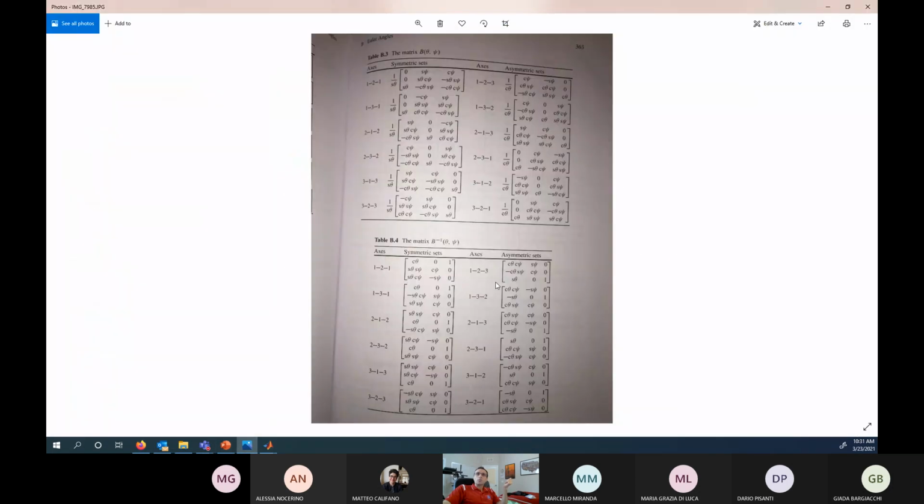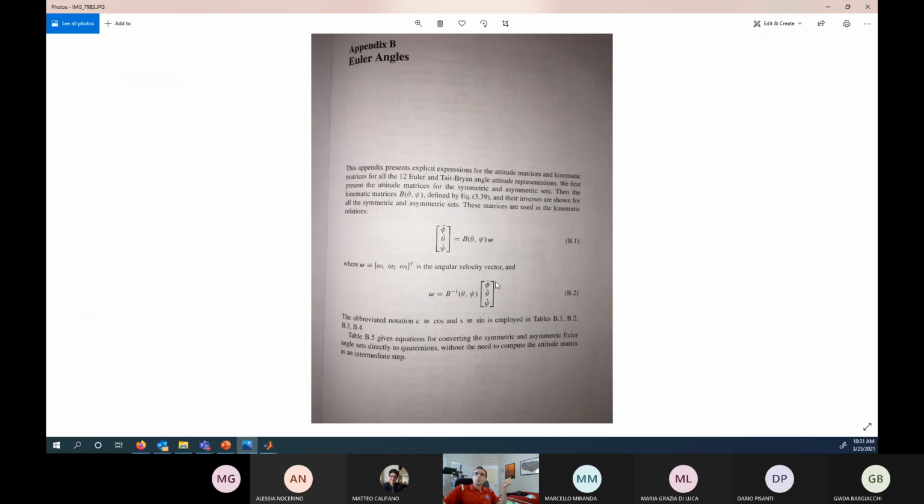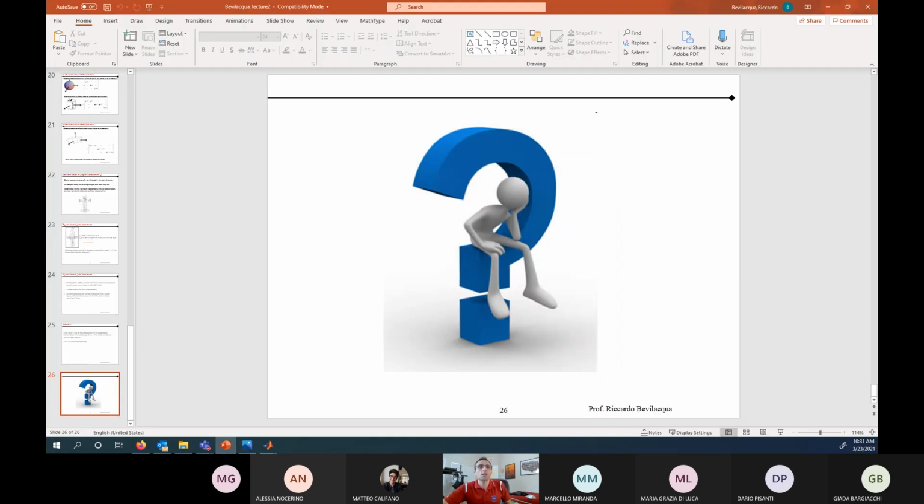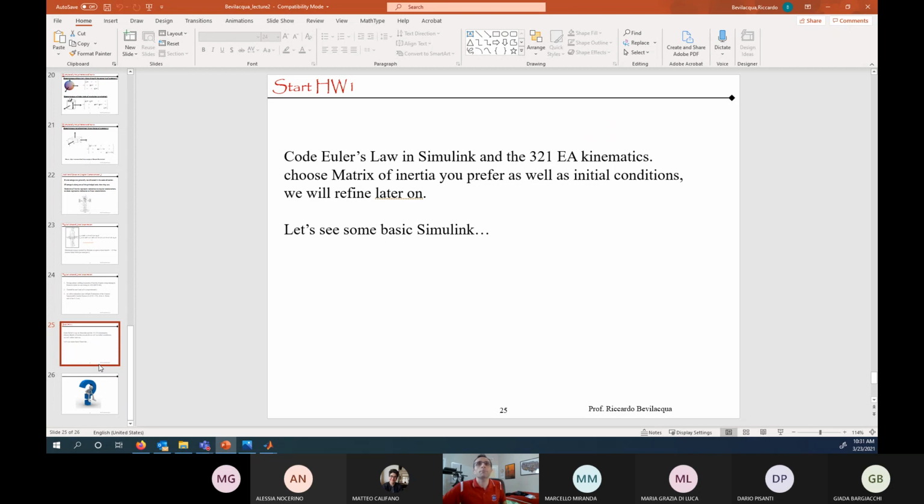Let me go back to these images. The other differential equation that I would like you to code is this one. It's a function that spits out the rates of change of the three Euler angles, since you have omega coming from that other set of equations, with the sequence 3-2-1. So it's equation B1 here, where B is this one, table B3, the last one, 1 over cosine, etc., okay?